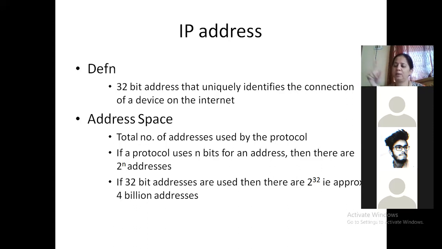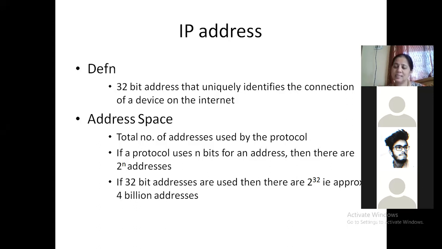We saw in the header, no? Every source address and destination address is an IP address. And how many bits are there? 32 bits. 32 bits in the sense, how many bytes? 4 bytes. So every IP address is a 4-byte address, and it is a 32-bit address that uniquely identifies a connection of a device.